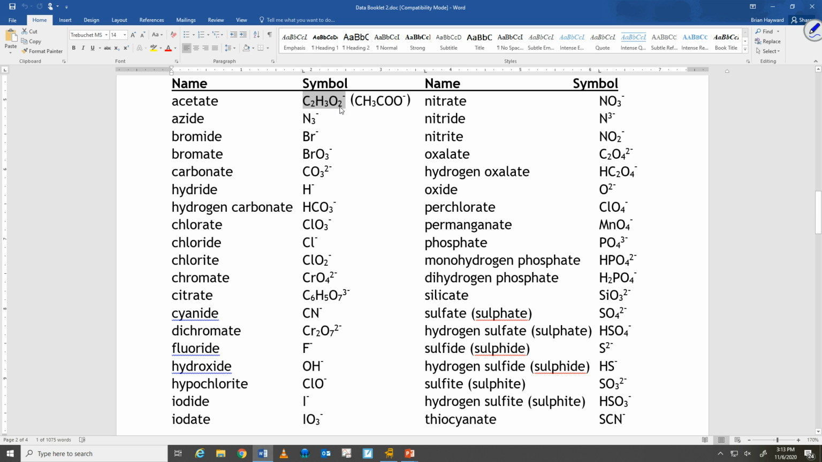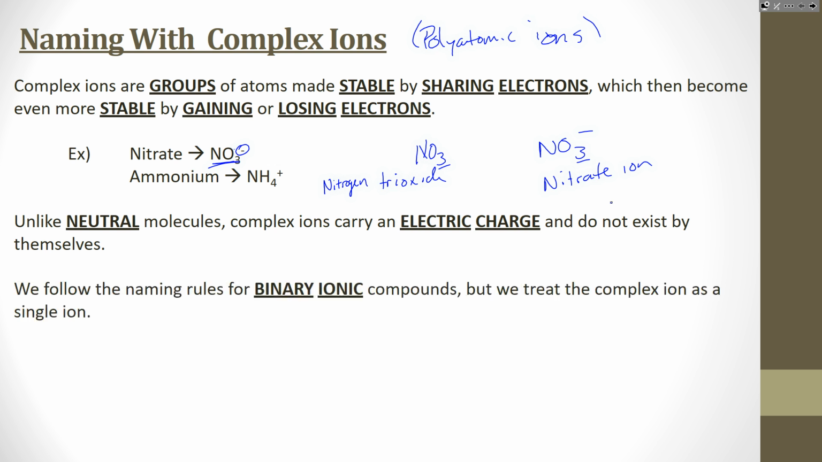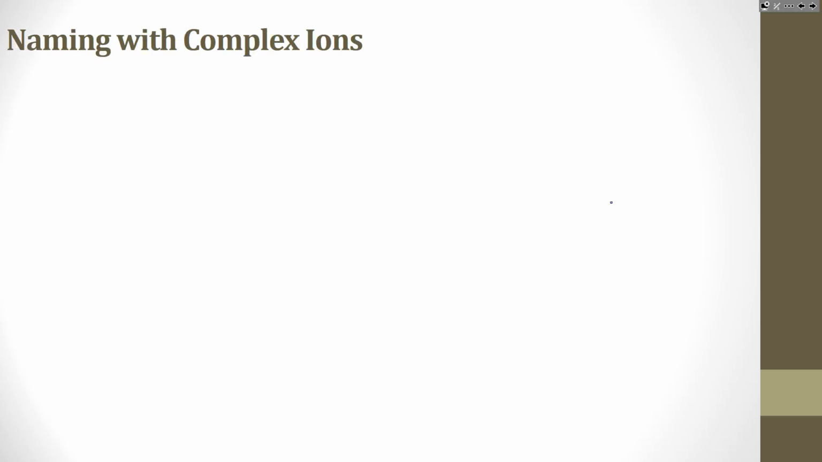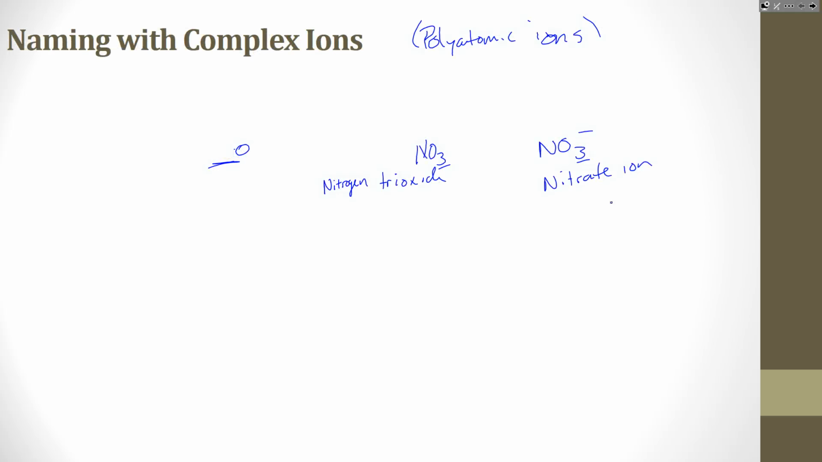So like acetate here, C2H3O2-, is the same idea as F-. It's treated the same. It's just a bunch of atoms that are all together having a negative charge. No different than fluorine by itself having a negative charge. So I'll show you what I mean by that. We'll go back to the PowerPoint. And here we are. So we're going to follow the same rules we've been doing all along, but we're going to treat that complex ion as a single thing.